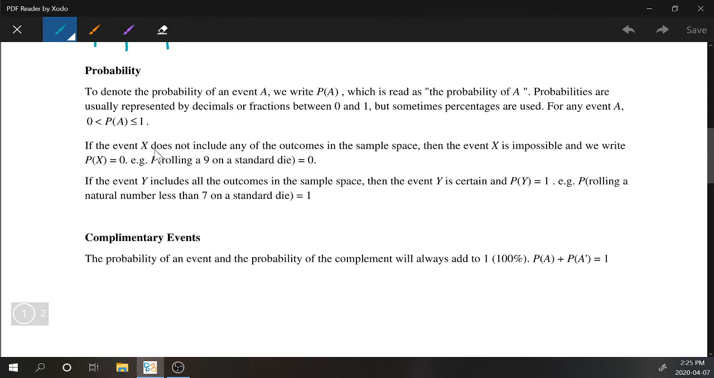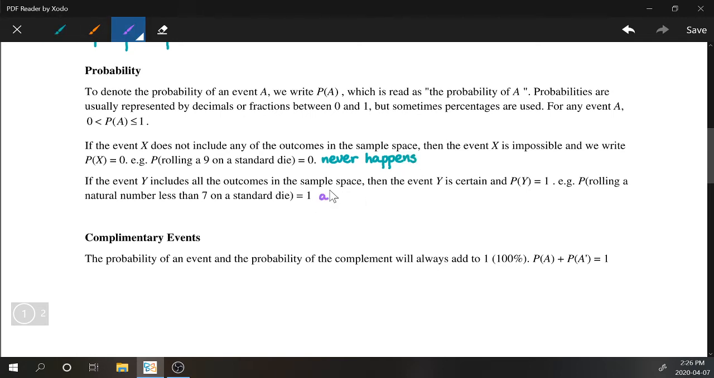And you can have events that always happen. So you can roll a die and you want a number that's a natural number less than 7. So 1, 2, 3, 4, 5, 6 are all natural numbers less than 7. So that's guaranteed to happen. So this never happens, the first one. Never happens. And then the second one always happens.